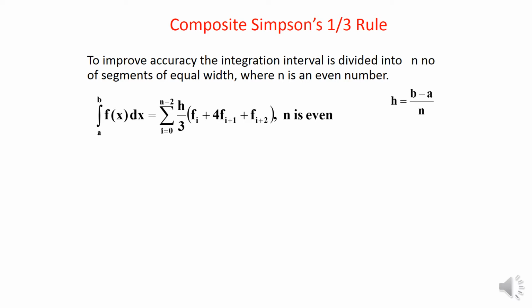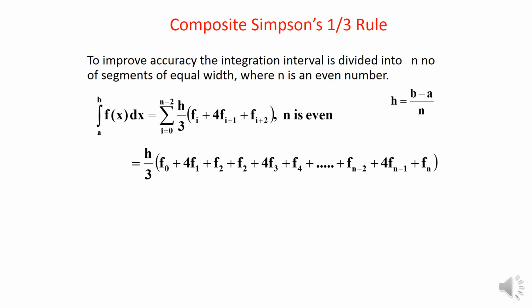Now we write down this formula: the integral with limits a to b of f(x) dx is equal to the sum over i from 0 to n minus 2, n is an even number, of h upon 3 times f_i plus 4 f_(i+1) plus f_(i+2). Now we can expand it and see this is the formula: h by 3 times f0 plus 4 f1 plus f2 plus f2 plus 4 f3 plus f4.